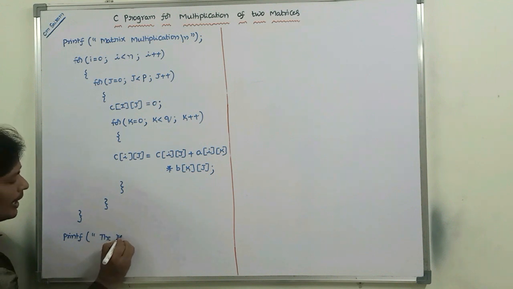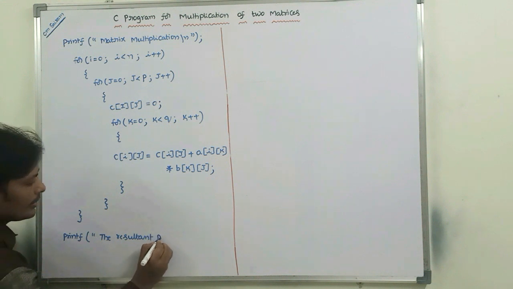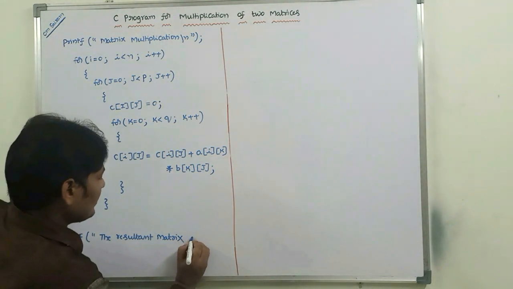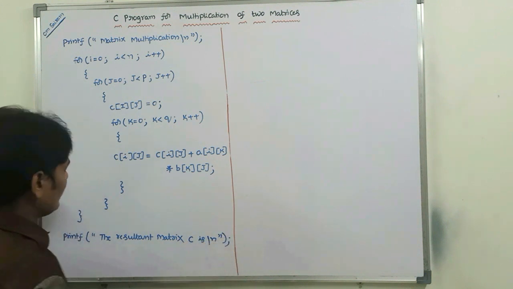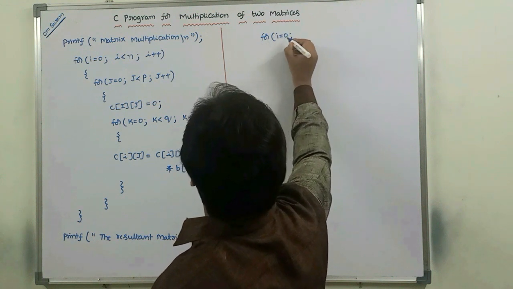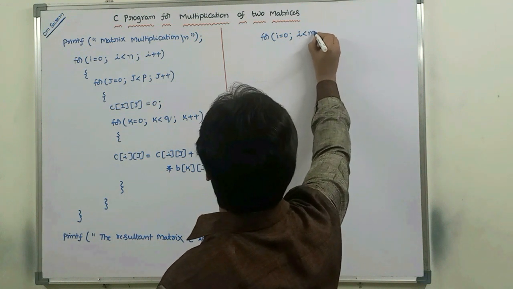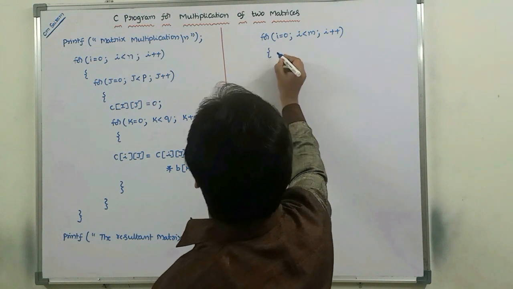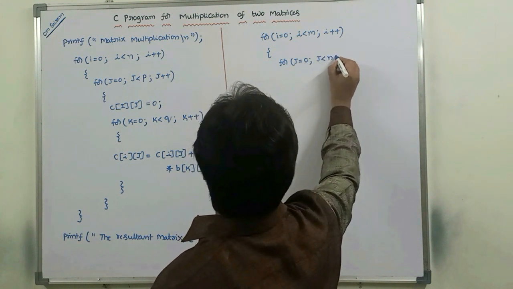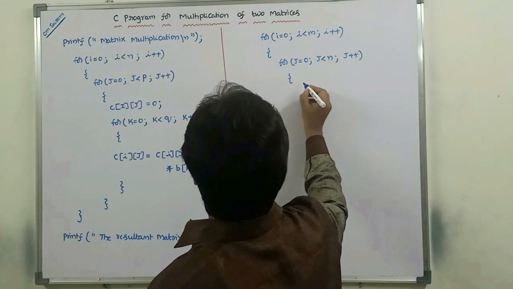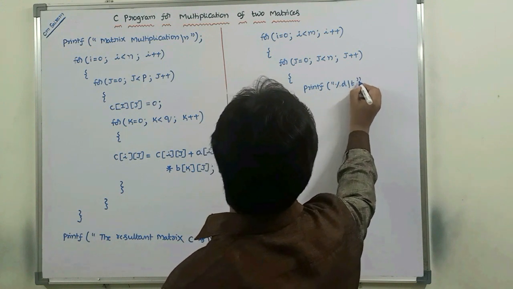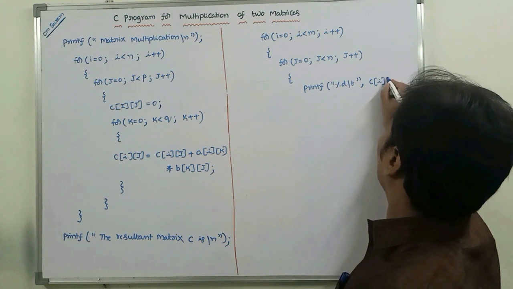The resultant matrix C. C contains the result after multiplying A and B matrix. C is. Then we have to print the matrix C. For (i = 0; i < m; i++). Next, for (j = 0; j < n; j++). Next one, printf("%d\t", C[i][j]) is printed.